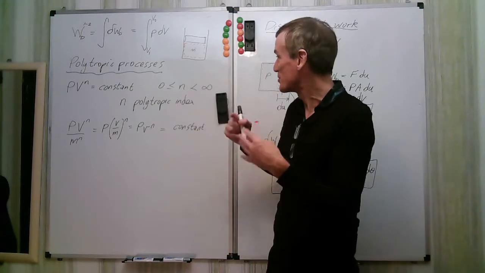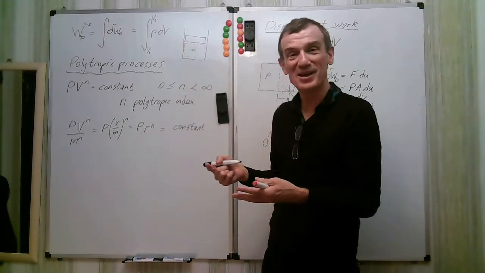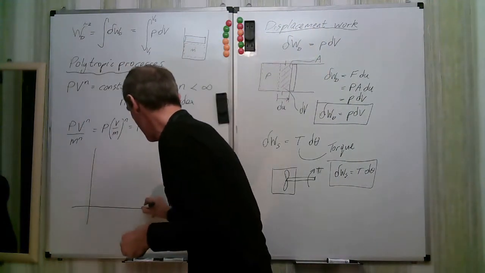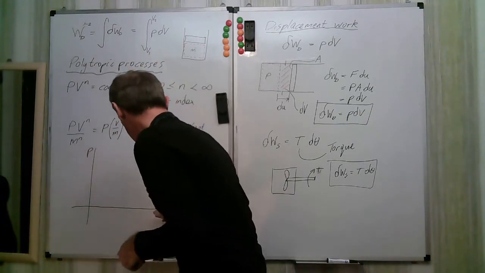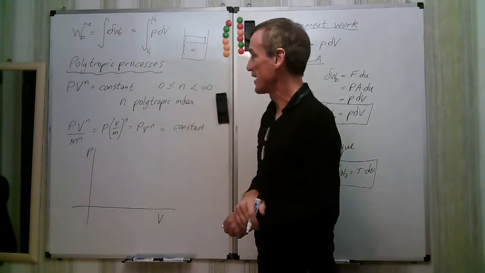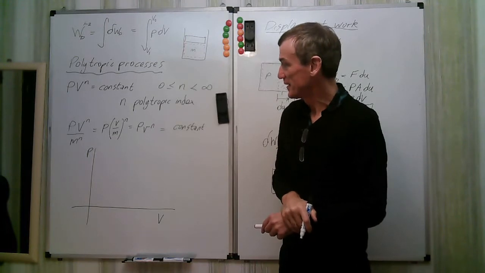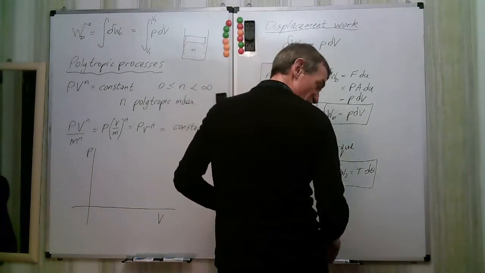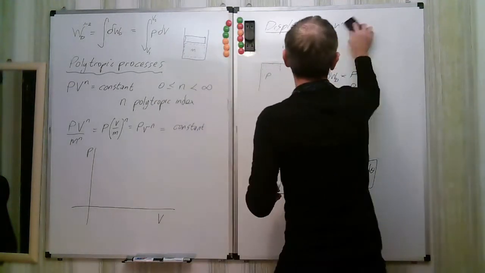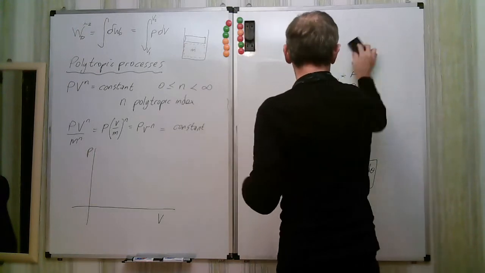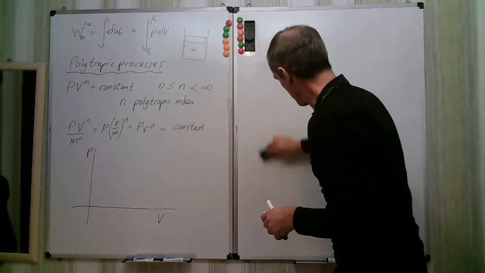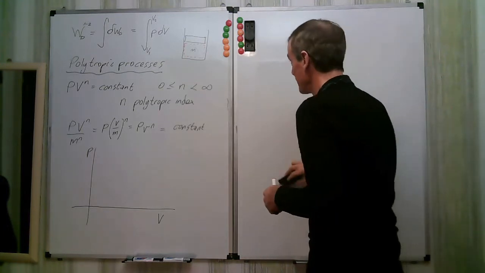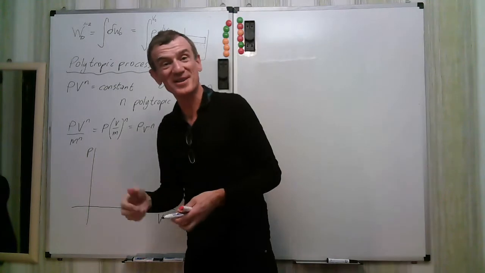Now, for typical values of n, we find that particular processes are identified. And remember our PV diagram. We can imagine certain values of n will have certain curves that will appear as a consequence of different values of n. And this is where this particular relationship is quite useful because it identifies quite well-known processes.